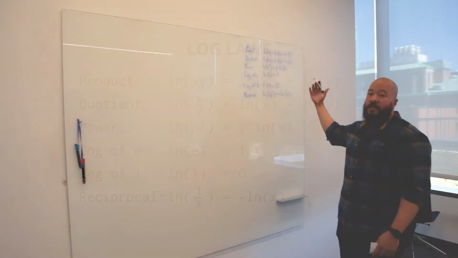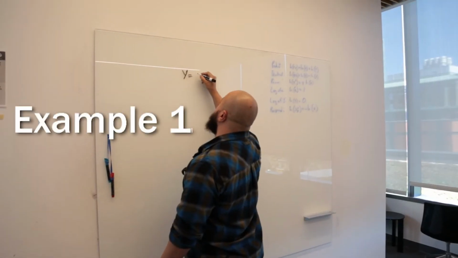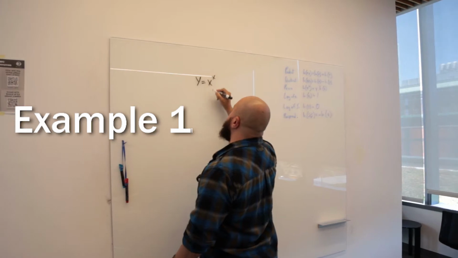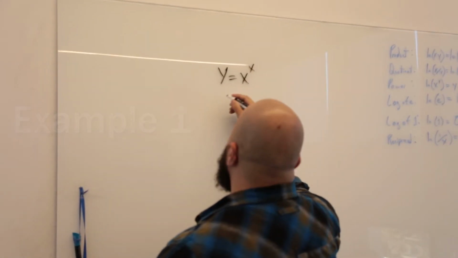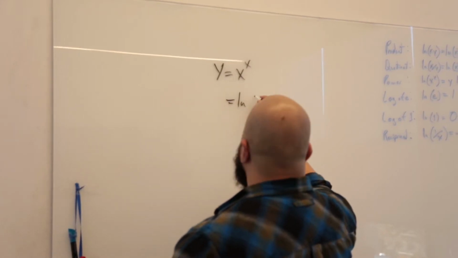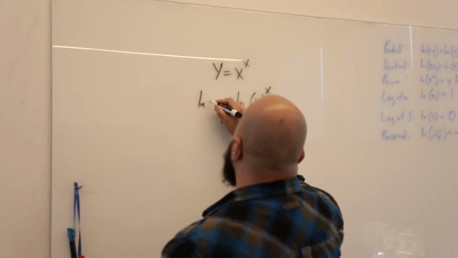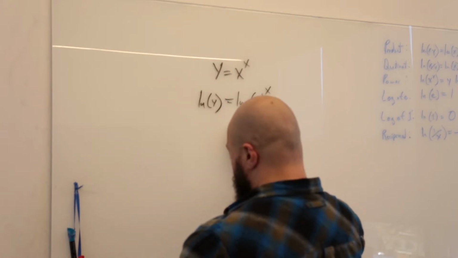So as we just discussed, these are the basic rules of logarithms that we're going to be using to find some of the derivatives. I'm going to be doing the first example, which is y equals x to the x. The first thing that we're going to do is take the natural log of both sides. So we've got natural log of x to the x, natural log of y, right?